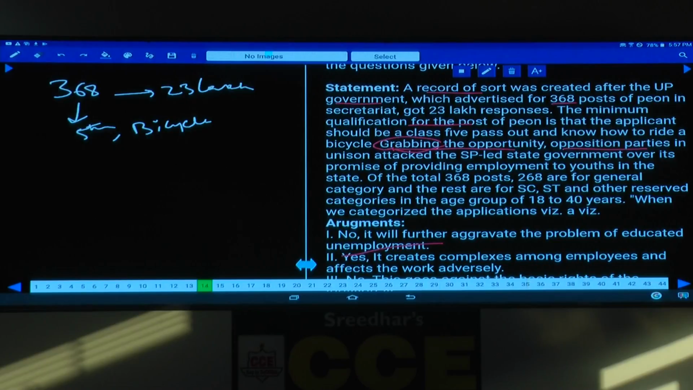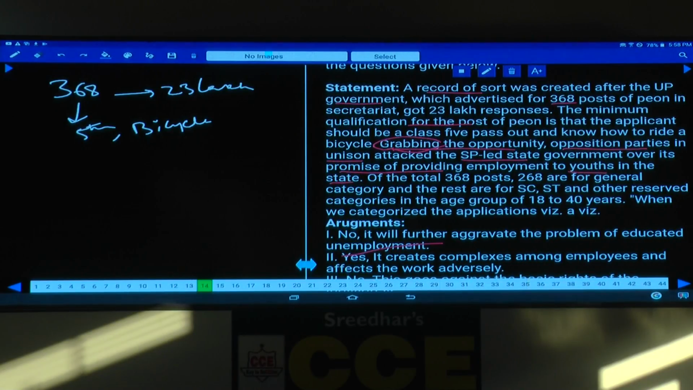Grabbing the opportunity, that means these opposition parties are closely checking for an opportunity. They are eagerly waiting for an opportunity. And they got that opportunity, grabbing the opportunity, opposition parties in the unison. Unison means simultaneously, one after the other, without giving a break. And in unison attacked the SP-led government over its promise of providing employment to youths in the state.